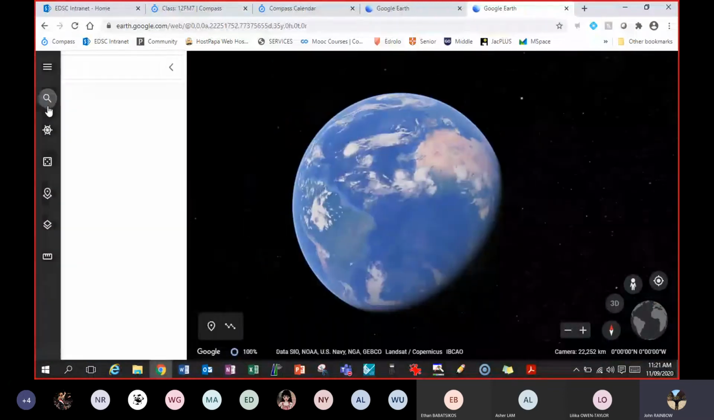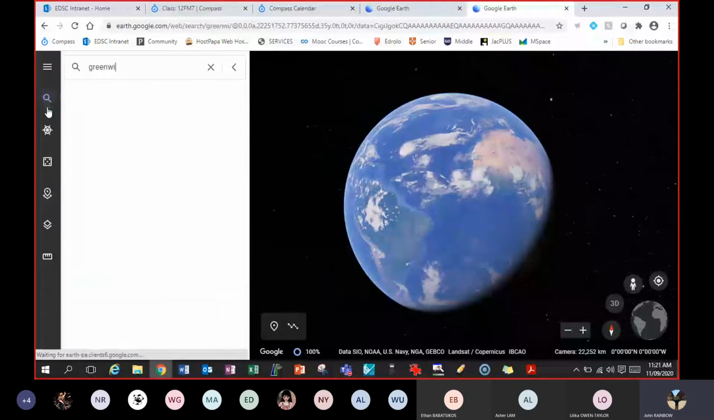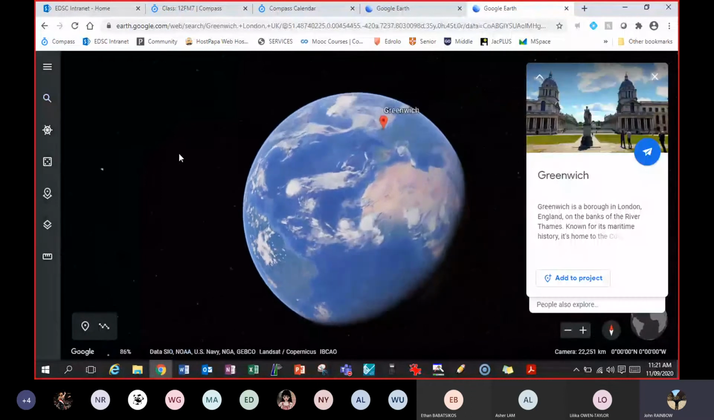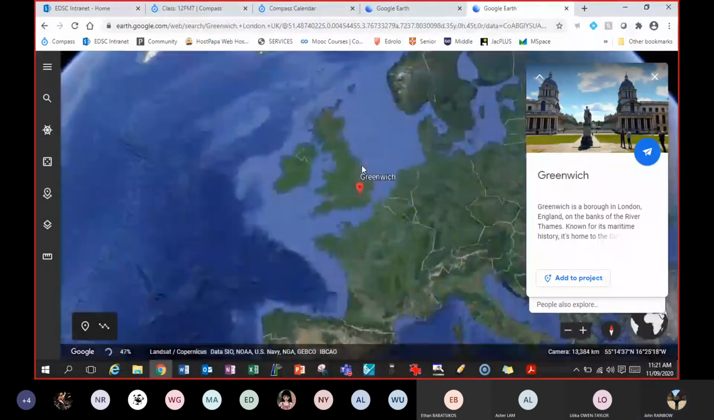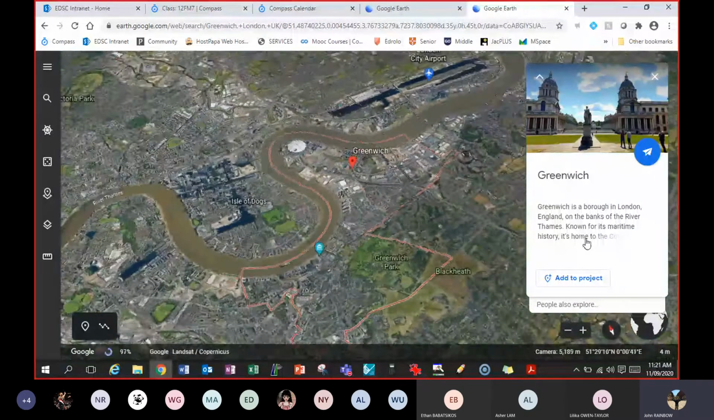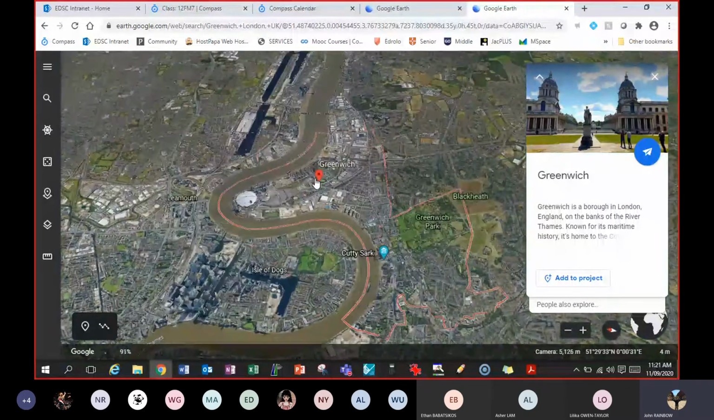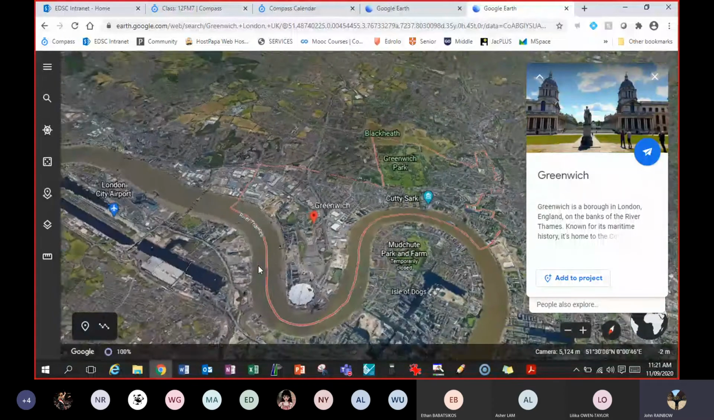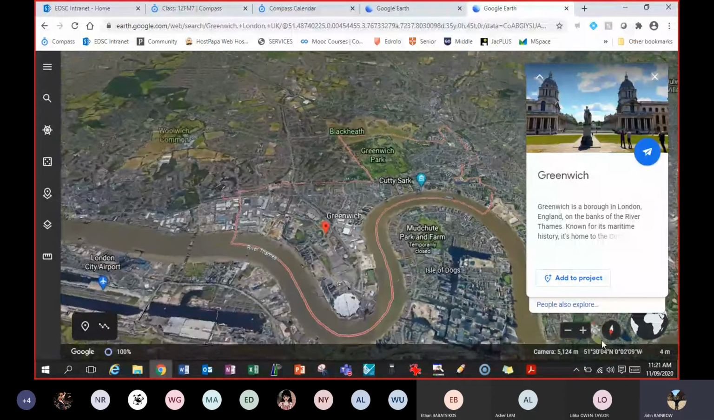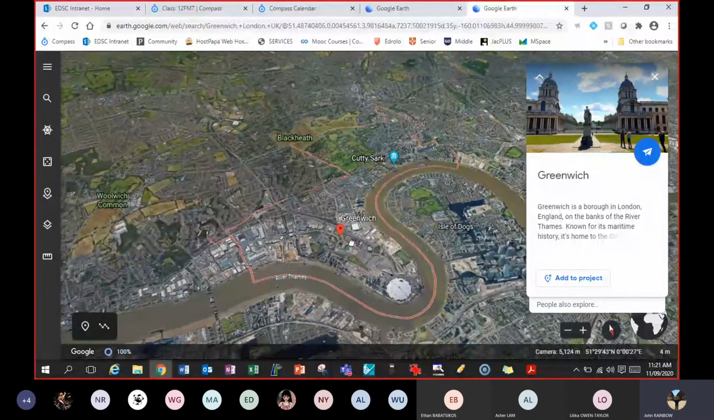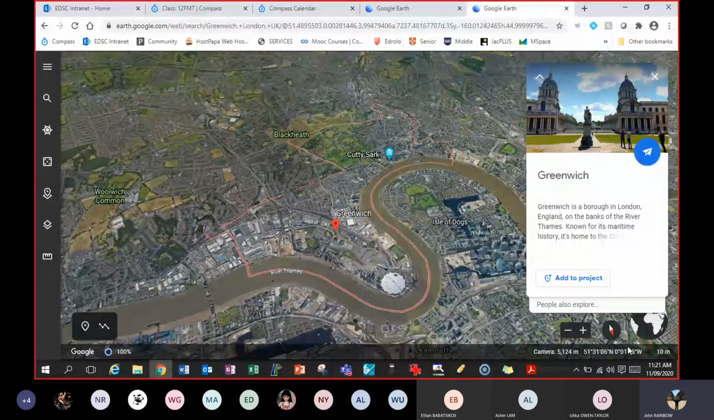So if you look for Greenwich, you will notice, which is right here, this place in Greenwich is actually in London. From here is where they did all their measurements from. It was like the meridian. If you look at the coordinates of that, you will notice it is pretty much on 0, 0.